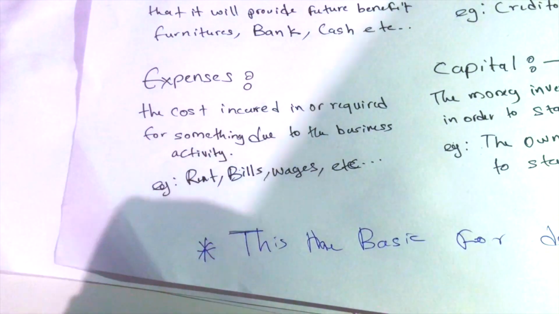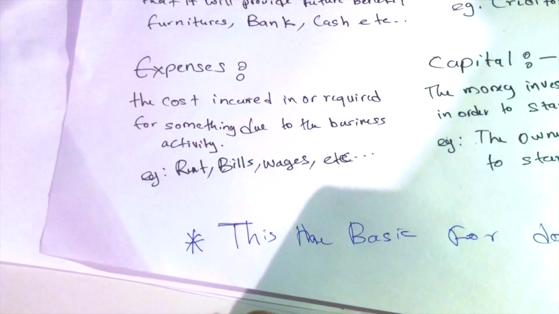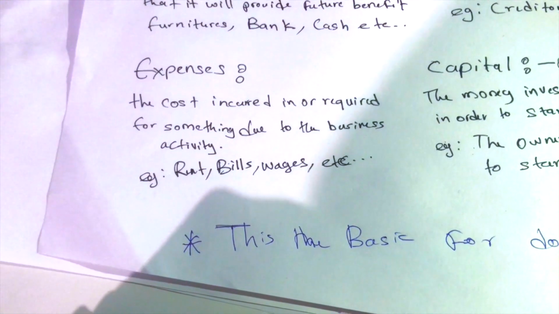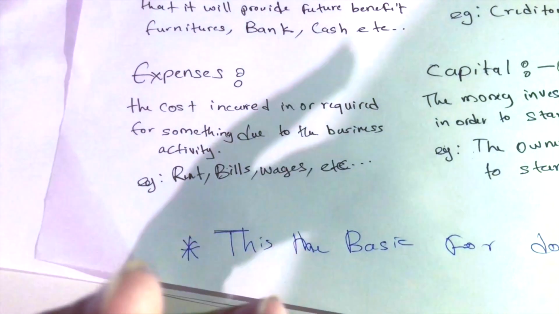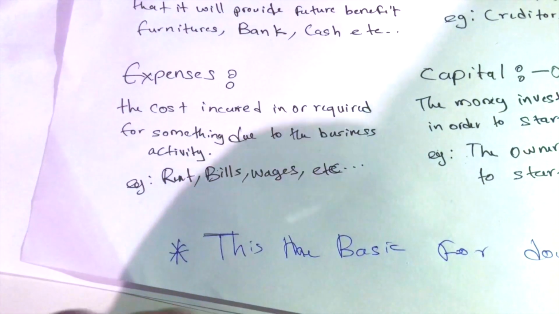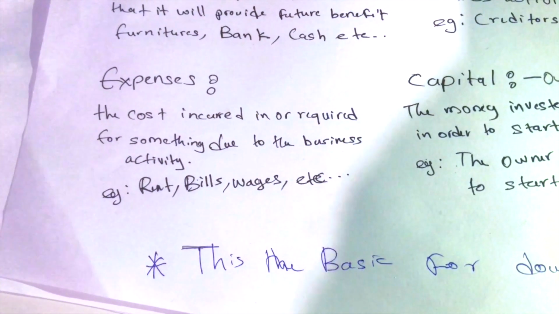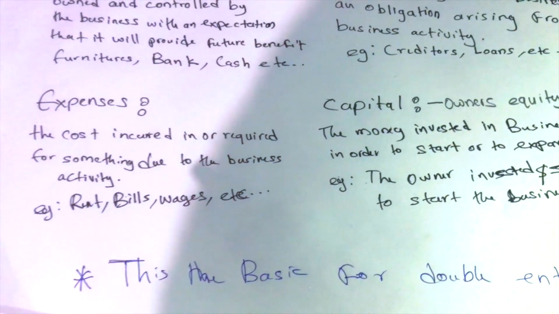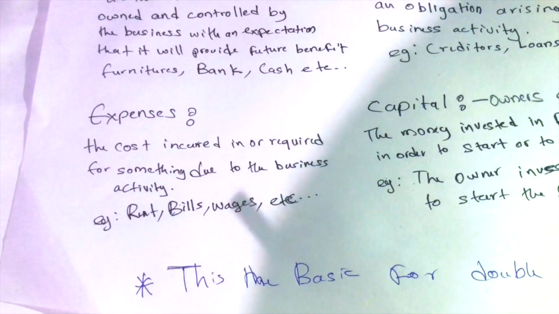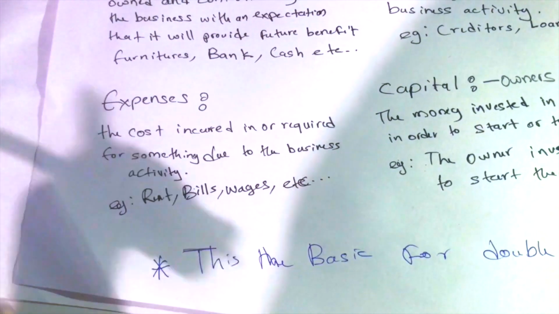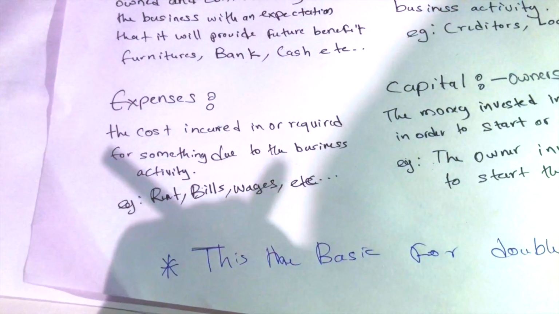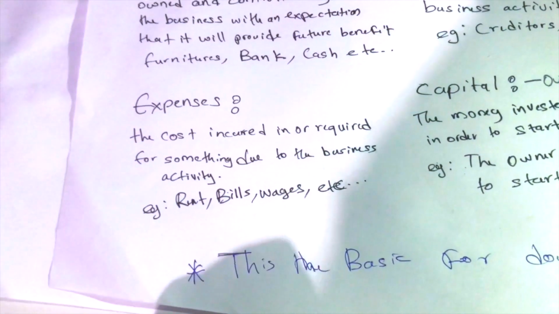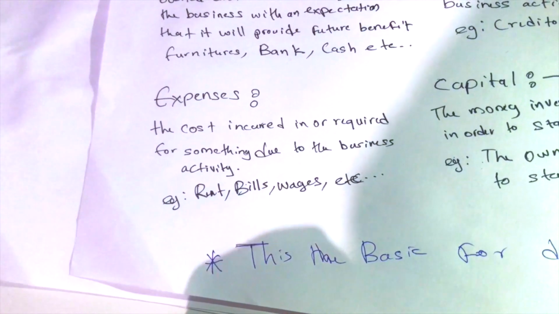Let's move on to expenses. Expenses are the cost incurred in or required for something due to the business activity. Because you're running the business, there is always an expense created every day. To run the business, you need some electricity. If there is no electricity, the machine for making this pencil will stop. So you have to pay your bills for your electricity, and if you do not have a place of your own, you rent it. So you have to take on a lease or a rent, and then you can use and control the building where you're running the business.